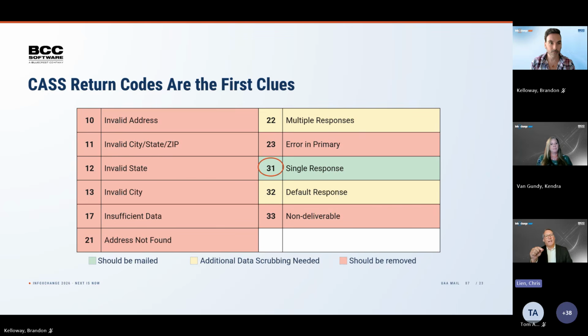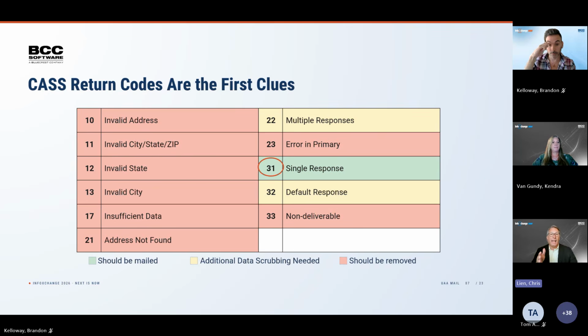That's a good point. And I know that there's some people that are relatively new to the industry. So what is CASS? CASS stands for Coding Accuracy Support System. It's a test that the software vendors take. The Postal Service gives us 100,000 records. We run them through our software. We send them back the results. They score it, and they tell you whether you've passed or not passed, right? It's a pass or fail type of situation.